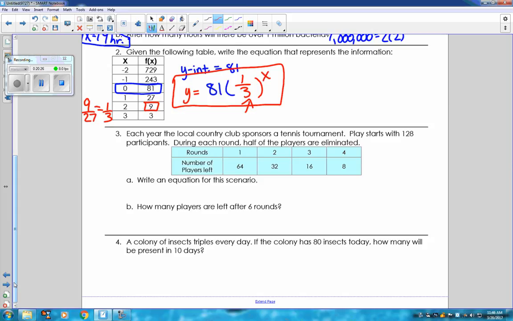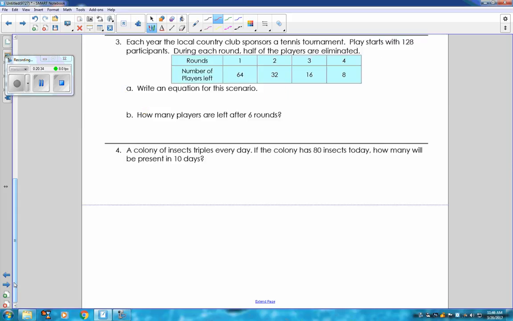So let's look at problem number 3. It says, each year the local country club sponsors a tennis tournament. The play starts with 128 participants, and during each round, half of the players are eliminated. Write an equation for this scenario. First thing I have to know is the y-intercept. How many people do I start with? 128.